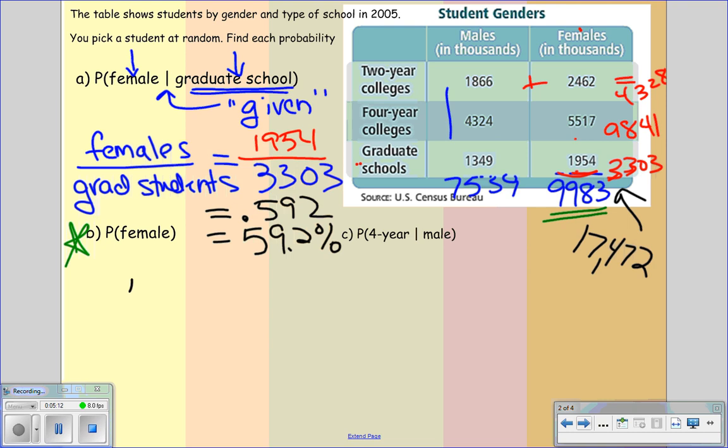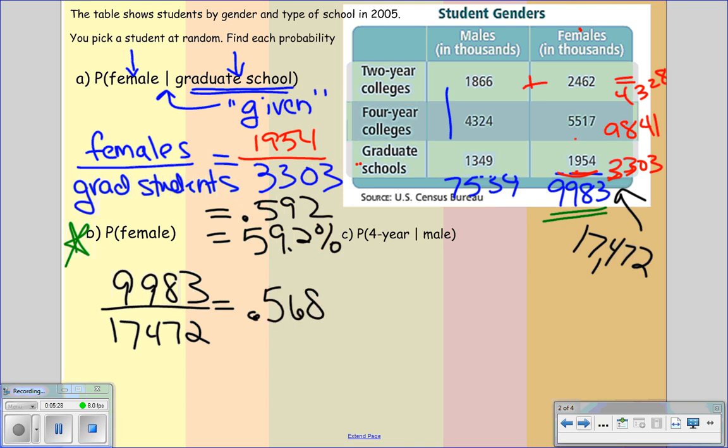Okay. So we get 9,983 females over, well, we need our total number of students. That's 17,472 students. And that is, of course, 0.568. Okay. So 0.568. And of course, as a percentage, 56.8%.